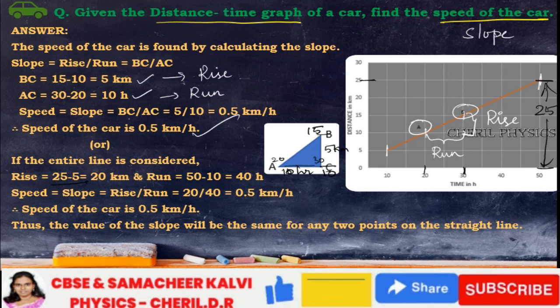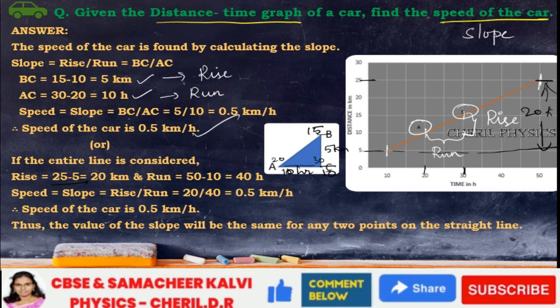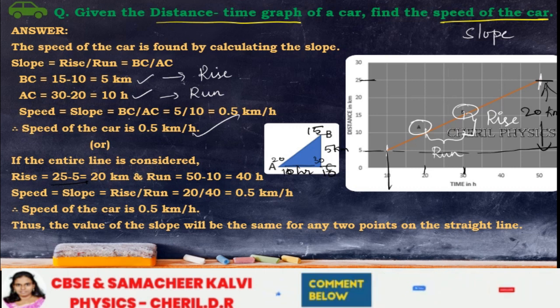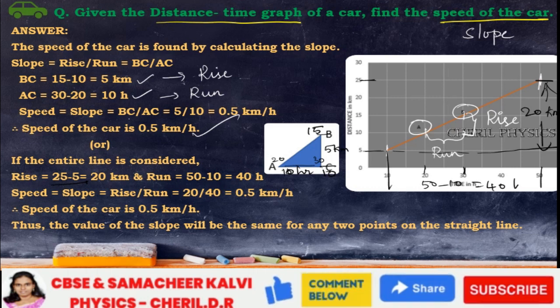So 25 minus 5 only. We should be very careful with this. See, we are not considering the entire line. So here only you will have the rise. The rise is between 25 and 5, which will be 20 kilometer. And what is your run? Your run is between this and this for the entire line, which is 50 minus 10, which is going to be 40 hours.